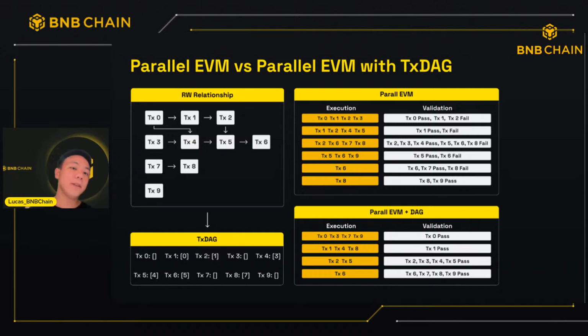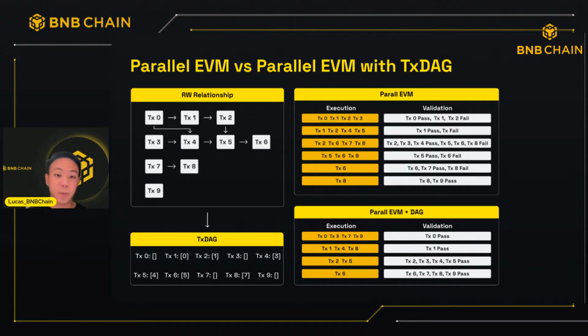We will show you how the transaction DAG can solve this problem. On the table on the left, you will see from those relationships, we map out this directed acyclic graph. It is a list that represents the dependencies for each transaction. For transactions 0, 3, 7, and 9, you'll see they have no dependencies at all. So we'll pass these transactions into execution, and as you can see in validation, the transactions pass.